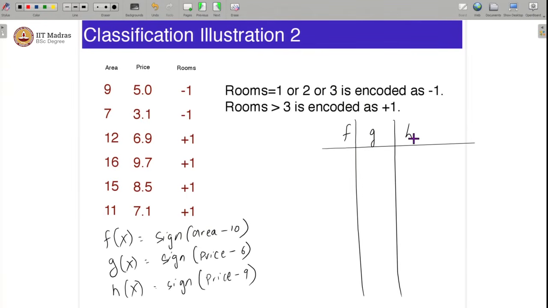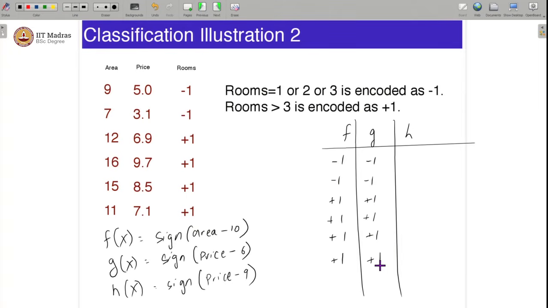Sign of area minus 10: which of these 6 houses have area greater than 10? Well, the last 4 have area greater than 10. So, you can clearly see that sign of f would simply be minus 1, minus 1, plus 1, plus 1, plus 1, plus 1. These are the predictions made by f on the training data. Similarly, what predictions would g make? Sign of price minus 6: which houses have price greater than 6? Well, once again it is the last 4 houses. So, we would once again have sign of price minus 6 being minus 1, minus 1, plus 1, plus 1, plus 1, plus 1.